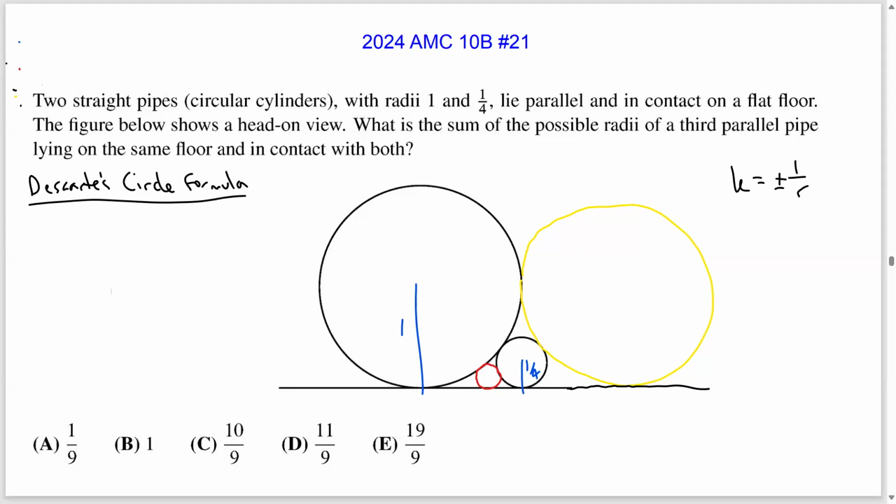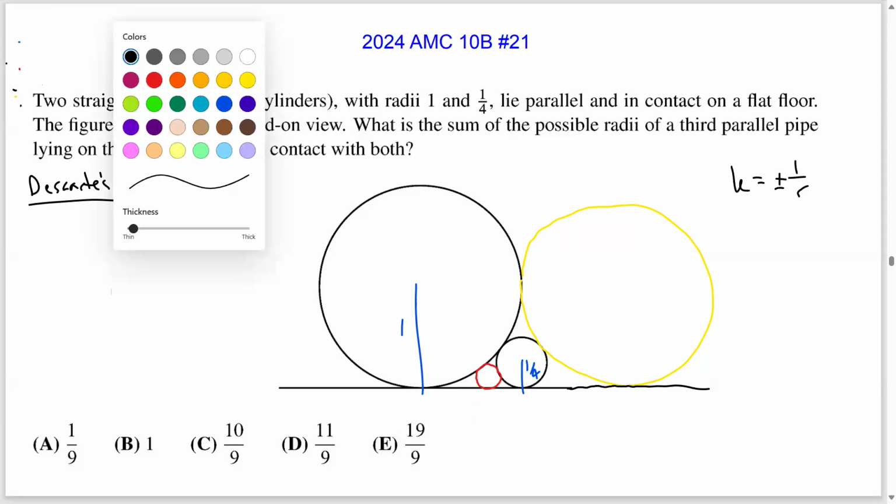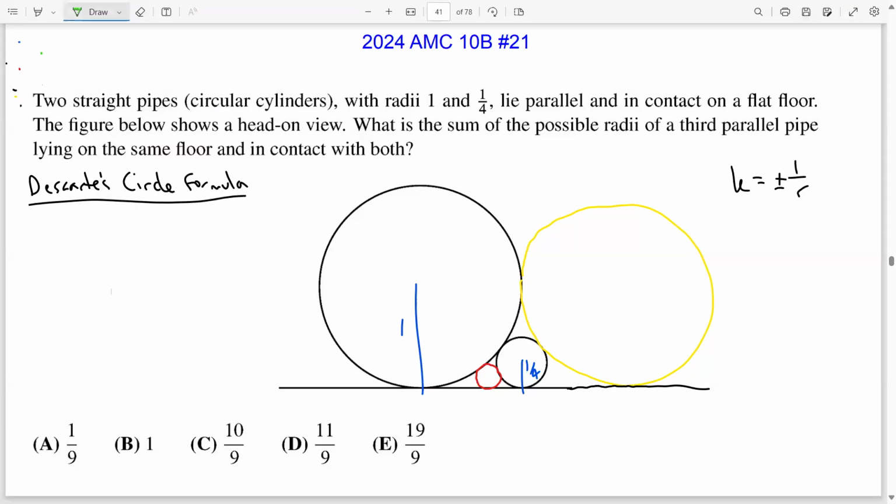Now, the idea here is that we're going to think of this line on the bottom as an infinite circle with infinite radius. Therefore, its curvature is 0. So this means that the curvatures of the circles are going to be 1, 4, 0. And then we don't know the curvature of the fourth circle, so let's just say that it's k.